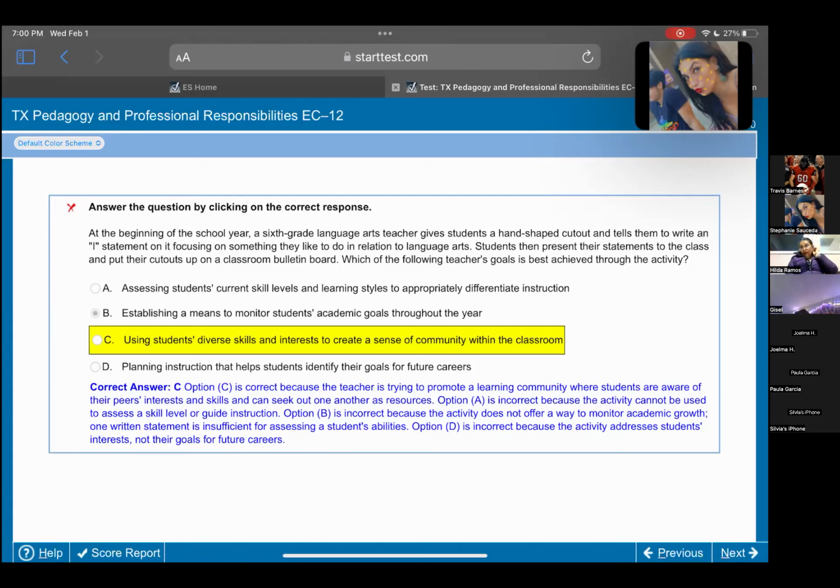If it had said, instead of something they like to do, something like focusing on a goal they have for themselves in relation to language arts, then that would have been establishing a means, because they are setting their goals and you can monitor them. But that's not what they said. They're talking about student interest. What do they like to do? C, using students' diverse skills.